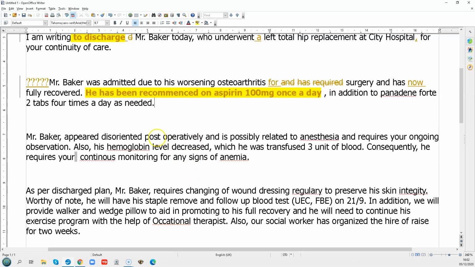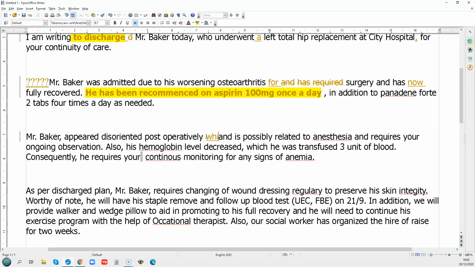Mr. Baker appeared disoriented post-operatively, which is possibly related to anesthesia and requires your ongoing observation. So we've kind of got mixed information in the sentence.